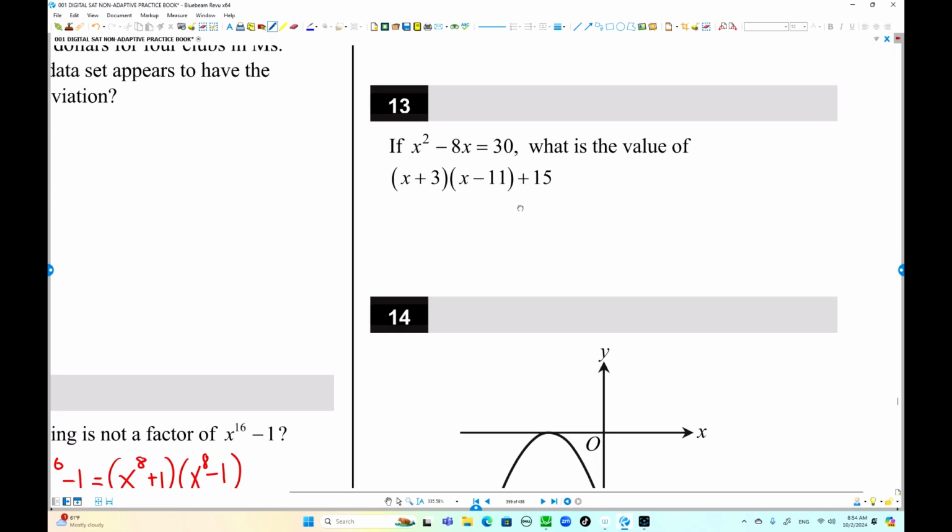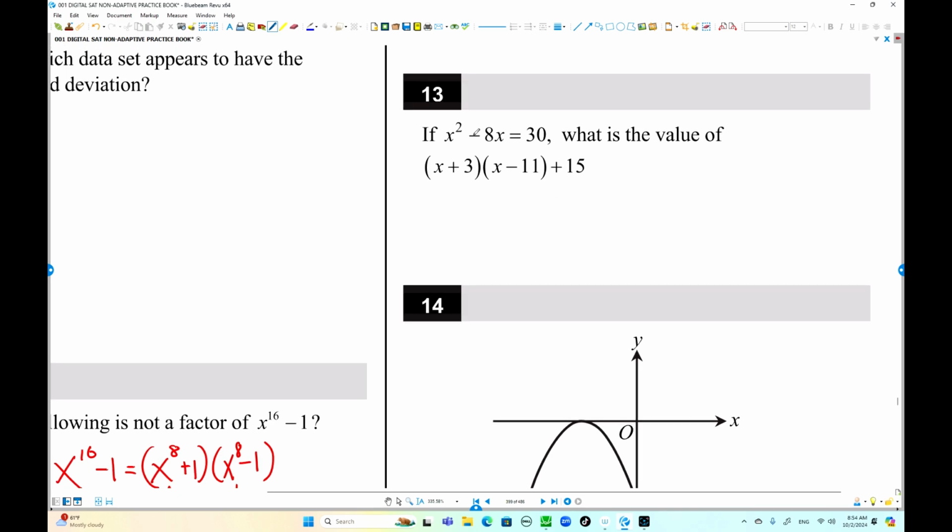Here is number 13. X squared plus 8x equals 30. Don't try to find the value of x. Anyway, this is not factorable, so it's hard to find x. If you want to find the value of x, you have to use the quadratic formula. But we're going to use this for the whole thing, x squared plus 8x. Because take a look, try this one.